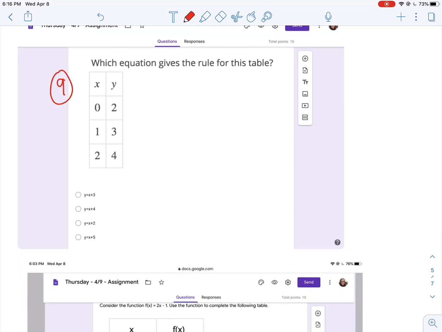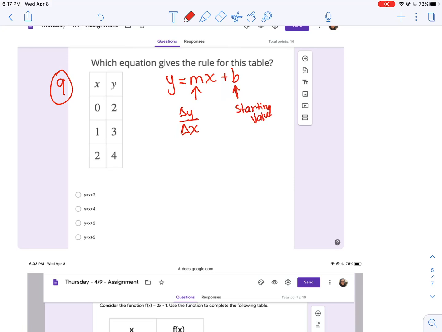All right, number 9. Which equation gives the rule for this table? Now remember, you want to write it in y equals mx plus b format, where m is my rate, or triangle y over triangle x, and b is my starting value.